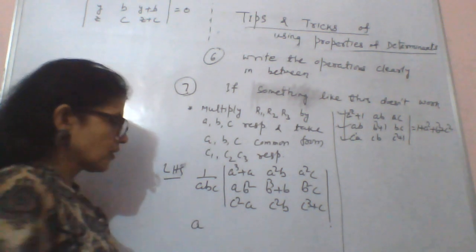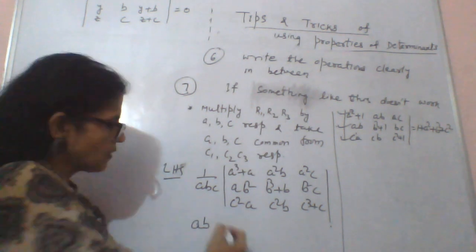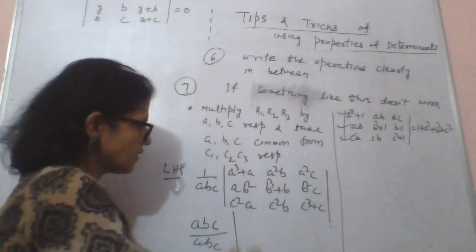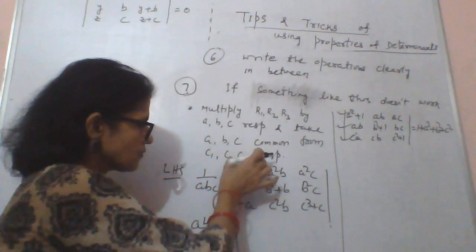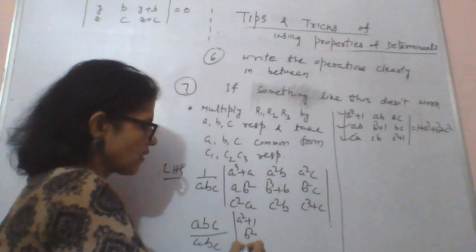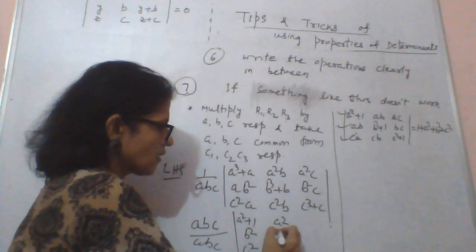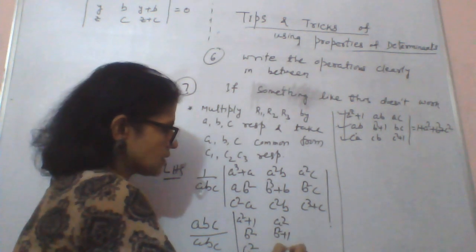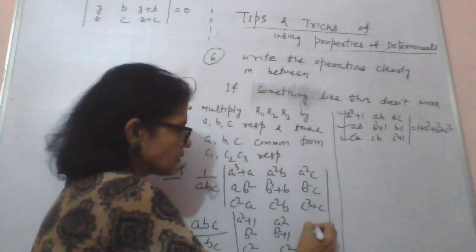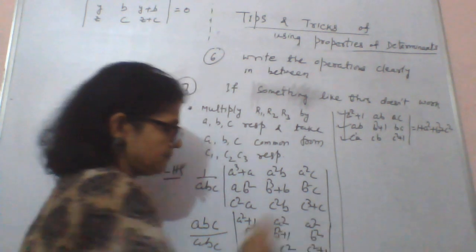Okay, now take a, b, c common from C1, C2, C3 respectively. It means taking a from C1, taking b from C2 and taking c from C3. So you are getting it like this. Now here, C1 is a square plus 1, b square, c square; then a square, b square plus 1, c square; and a square, b square, c square plus 1.